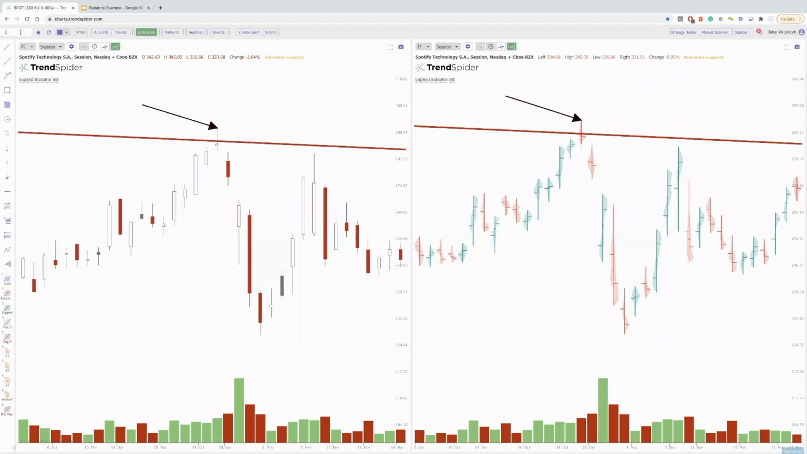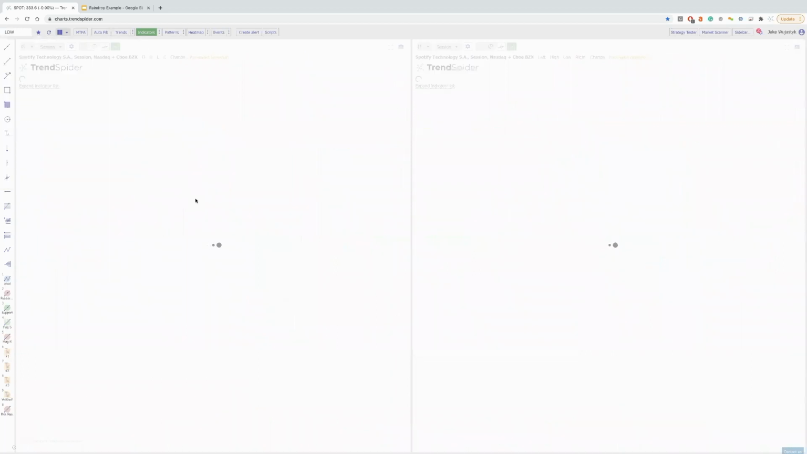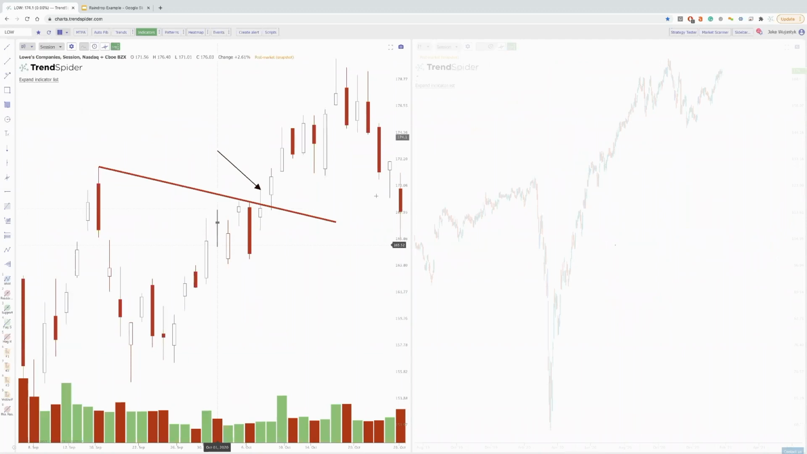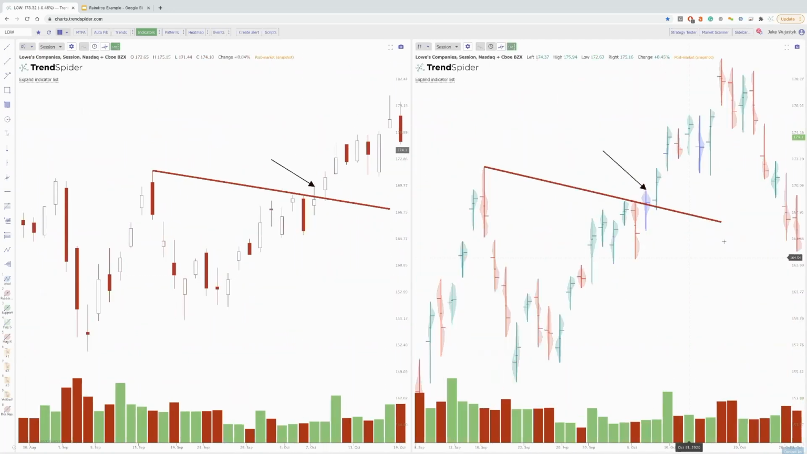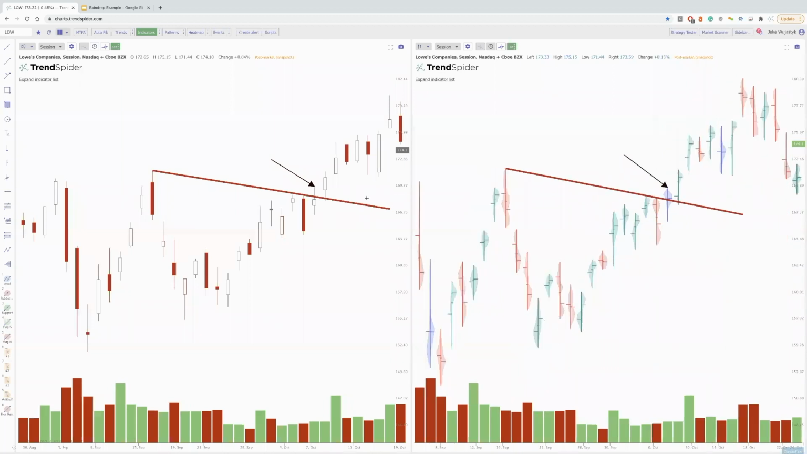Now, if we go to an example like Lowe's, around the same time period, this was in October, you'll see something very different. You'll see the same exact setup. The setup is essentially we've got this diagonal resistance. We have a close below the resistance line, but we do have that intraday price action that moved up throughout the day, shown by this wick.